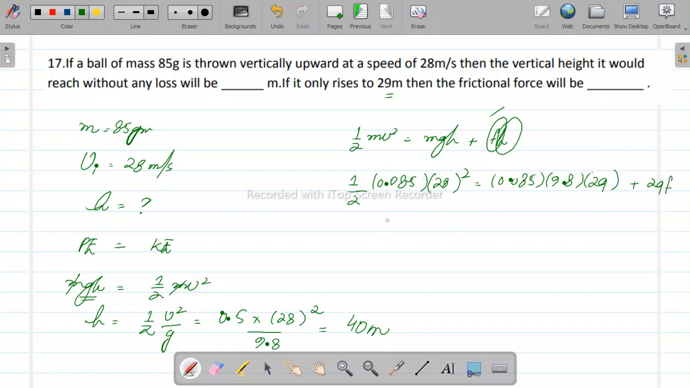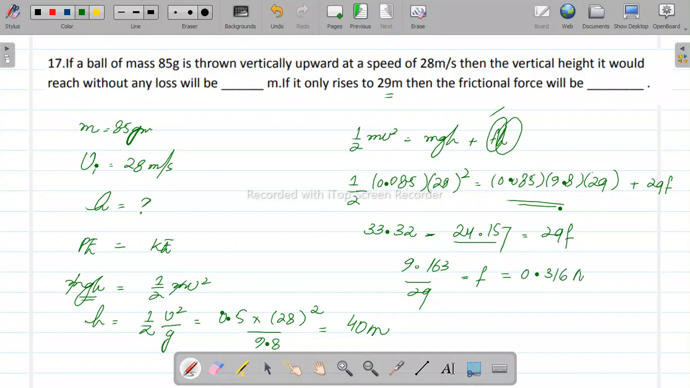This factor for kinetic energy is going to give you 33.32 minus this whole factor, which is 24.157, and this equals 29 times F. Let's just simplify this equation further. The difference is 9.163 over this 29. That is, force of friction is 0.3159 or maybe 6 newtons.